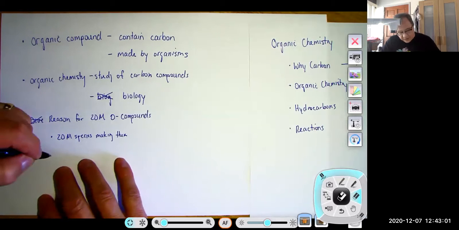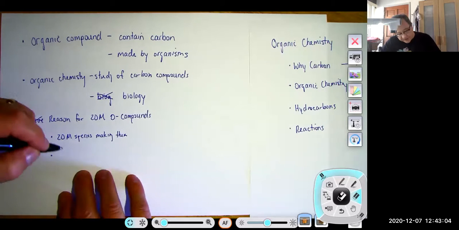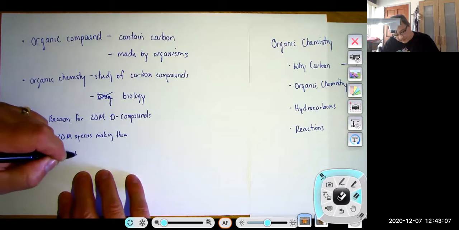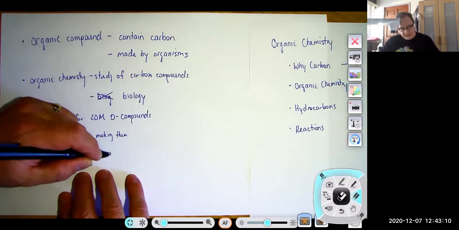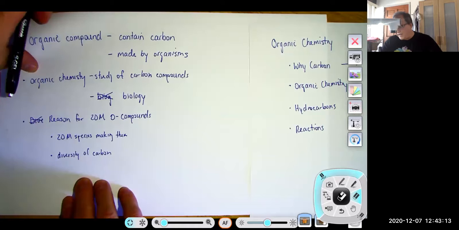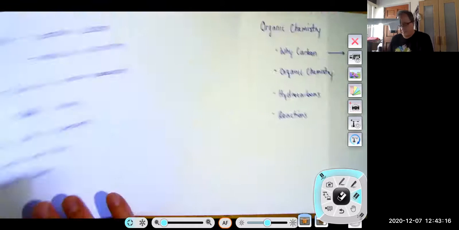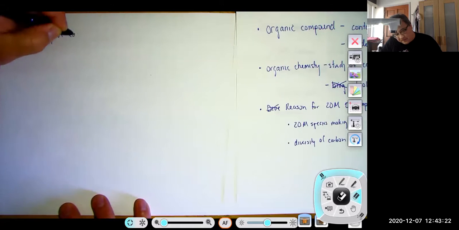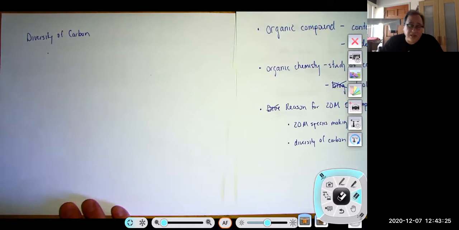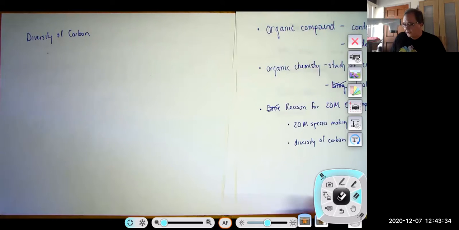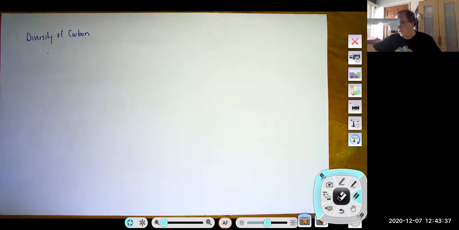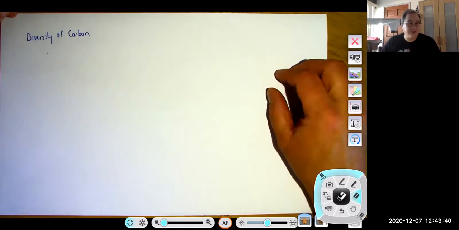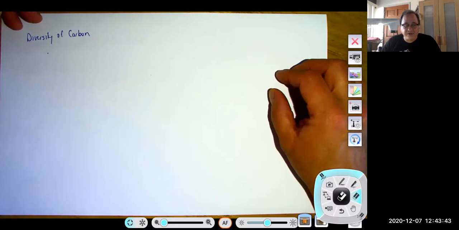Another reason why there's so many different organic compounds is because of the diversity of carbon. Now, why is carbon so diverse? Well, I'm going to let you watch the lecture because I give you a list of 10 different things for why carbon is so diverse. And rather than just say those things again, watch the lecture. On exams, I almost always put a question down about, list the different ways that carbon is diverse.